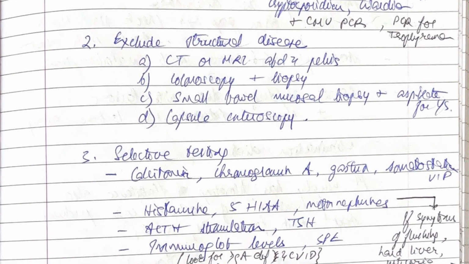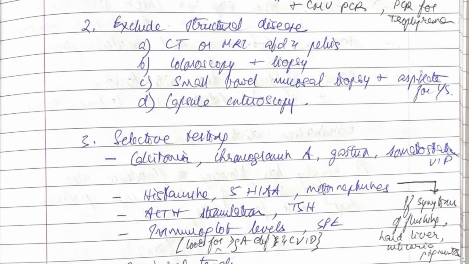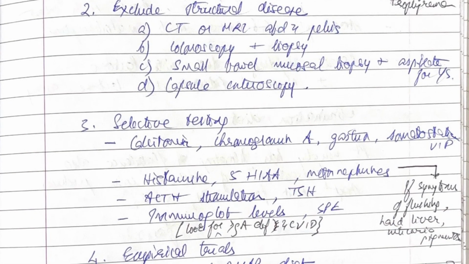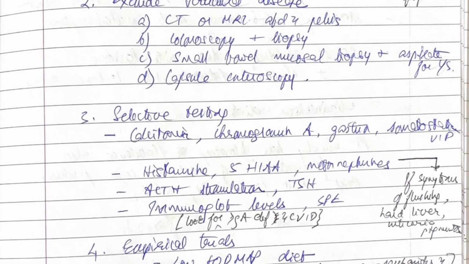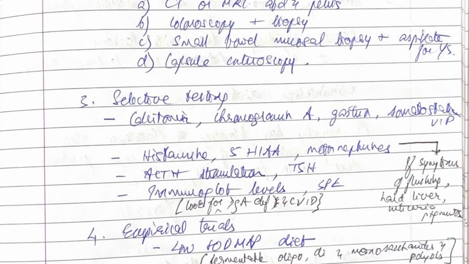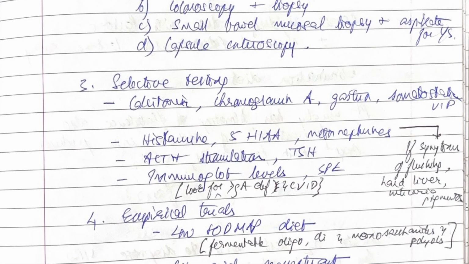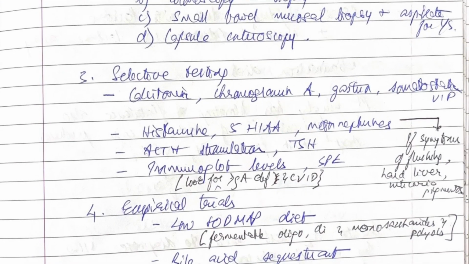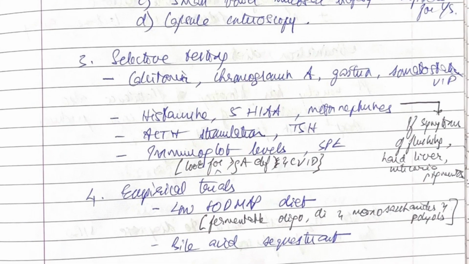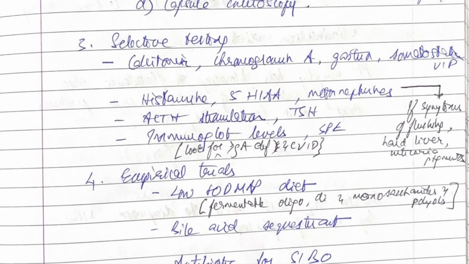Selective testing can be done in special circumstances, like testing for calcitonin, chromogranin A, gastrin, somatostatin, VIP, histamine, 5-HIAA, metanephrines, if there are symptoms of flushing, or there is a hard liver on examination, or there is urticaria pigmentosa. ACTH stimulation is done for Addison's, TSH testing, and immunoglobulin levels can be tested to look for IgA deficiency and CVID, which presents like celiac disease, and serum protein electrophoresis.